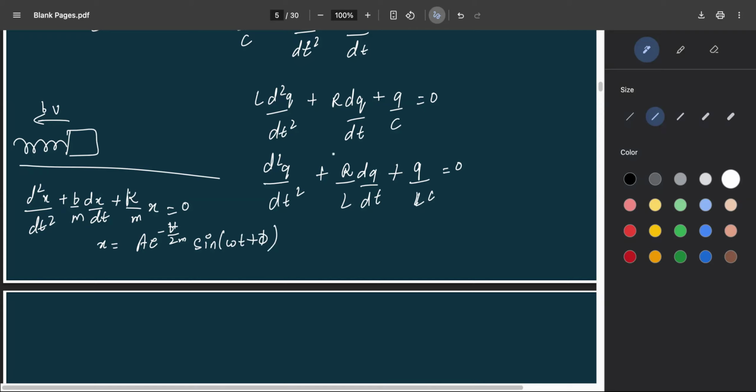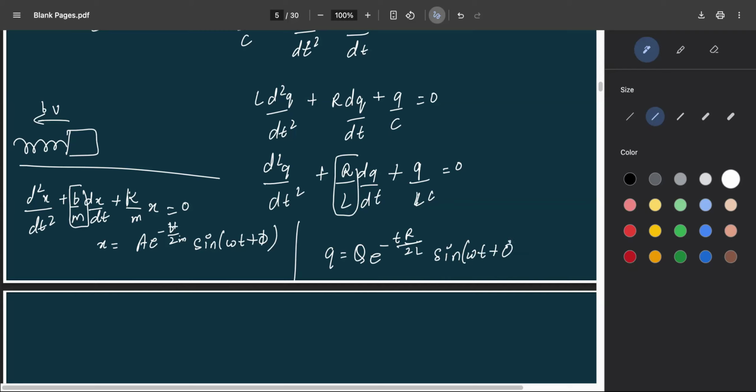Understood my point? So in this case, what is bt by m? What is b by m? If you see, this b by m is nothing but R by L. So I can say that q is equal to A, the maximum amplitude, so you can call it Q naught, times e to the power minus t times R by L divided by 2. Something like this will do, and sine times omega t plus phi.